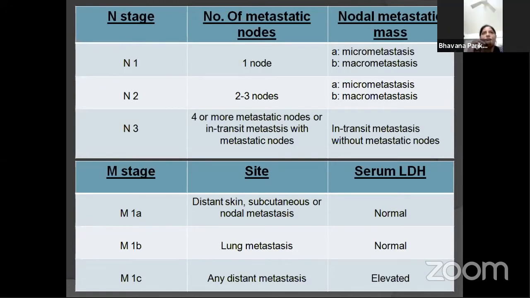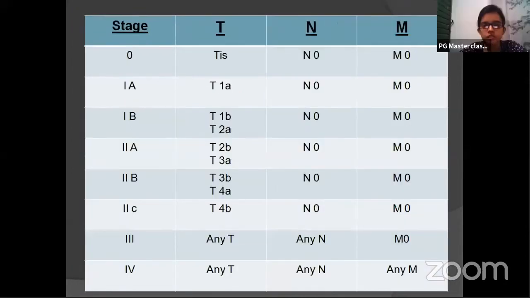So in M1A, the metastasis is into the distant skin, subcutaneous tissue, or there is nodal metastasis, but the serum LDH levels are normal. In M1B, there is lung metastasis, but the serum LDH levels are normal. In M1C, there can be any distant metastasis, but the serum LDH levels are also elevated. So this is the staging based on TNM classification.